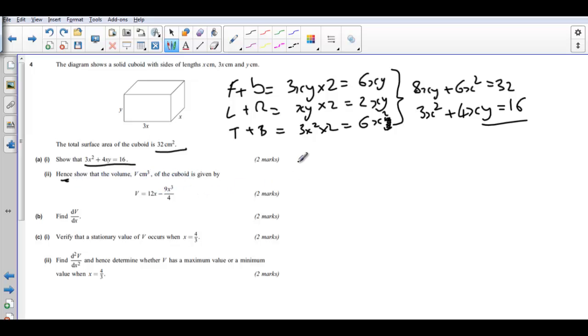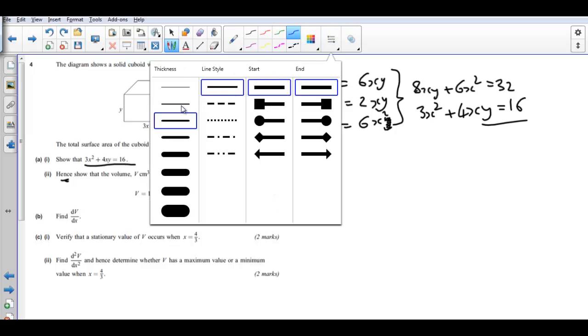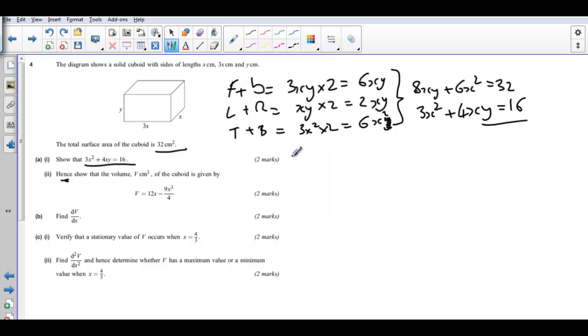Part 2, hence, use what we've just done, show that the volume V of the cuboid is given by this. Just thinking back to basics, how do we work out volume? Volume is equal to length times width times height. We just do 3x times the width, which is x, so 3x squared times the height, which is y. All very well, but I can see there are no y's in here.